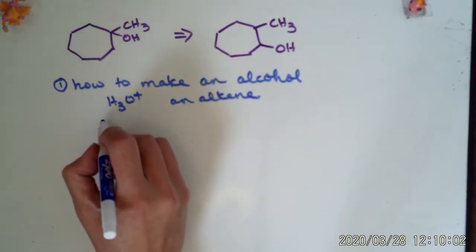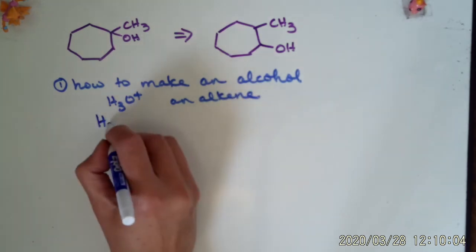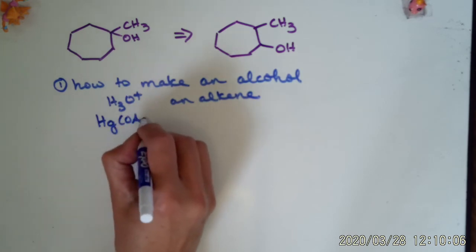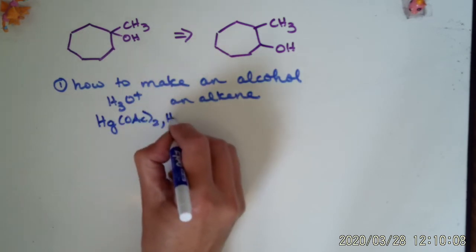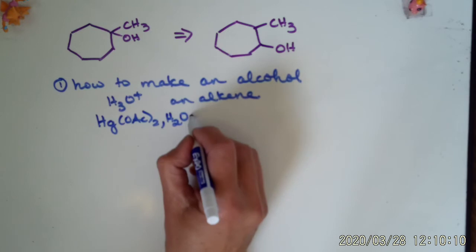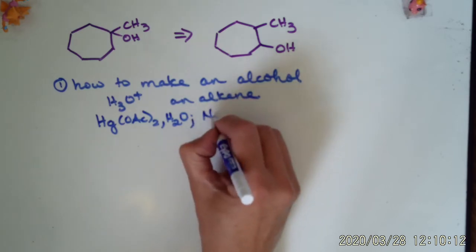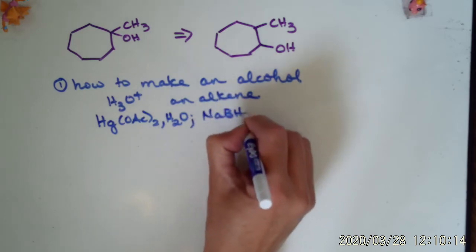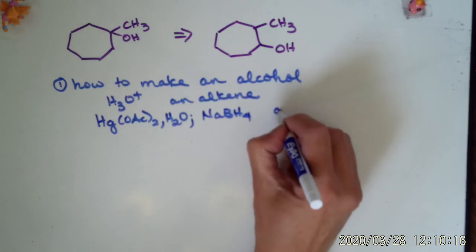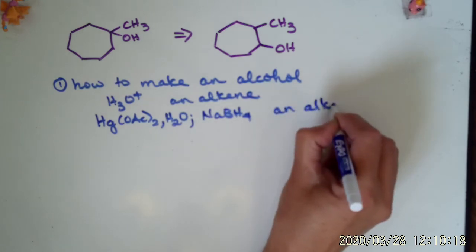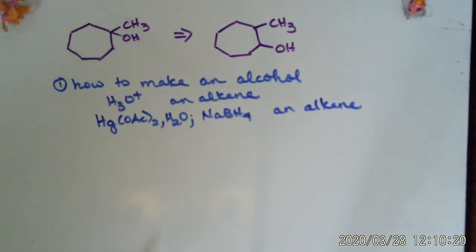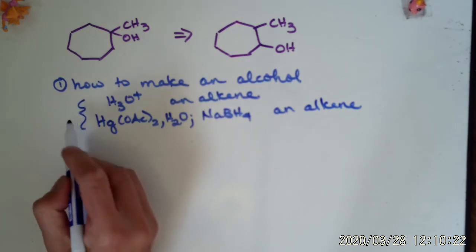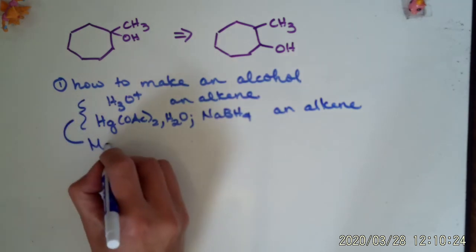We can do oxymercuration, followed by sodium borohydride reduction. This is on an alkene. These two are both Markovnikov.